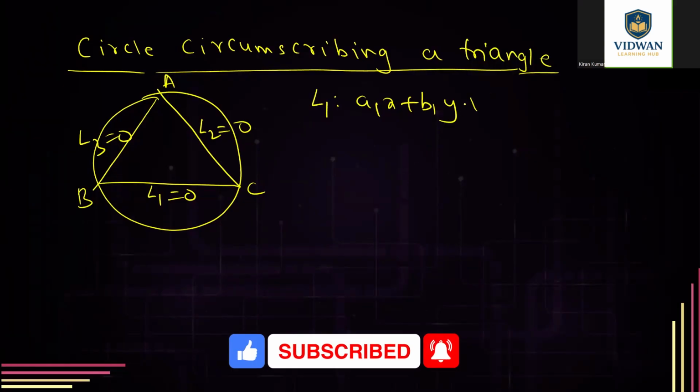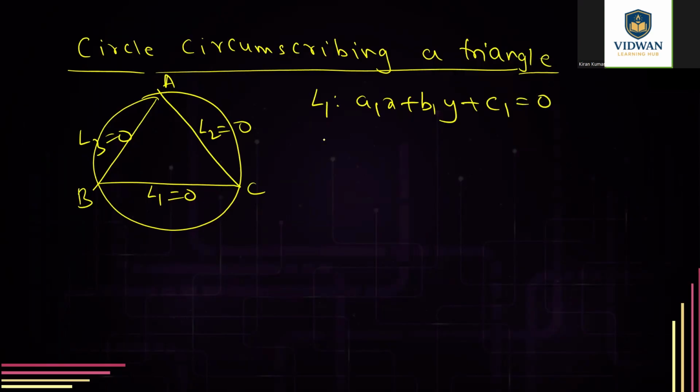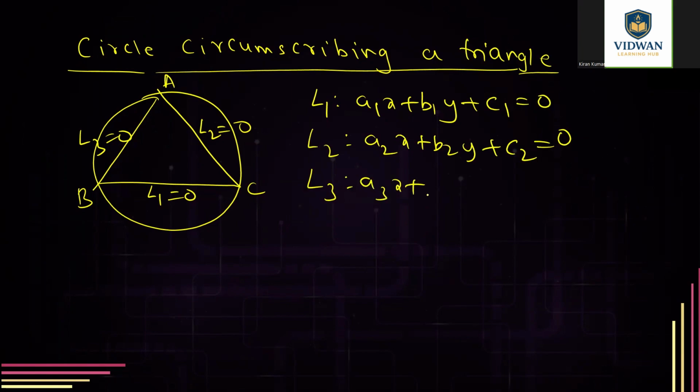A1x plus B1y plus C1 equal to 0. The line L2 is represented by A2x plus B2y plus C2 equal to 0. And the line L3 is represented by A3x plus B3y plus C3 equal to 0. So given the equation of three lines, how to find out the circle we will see.